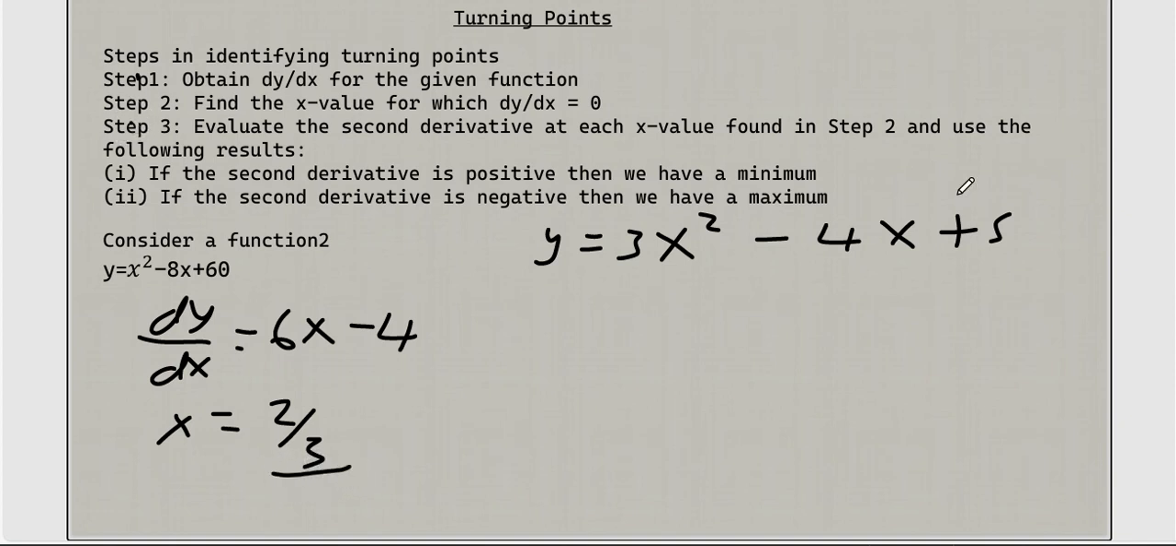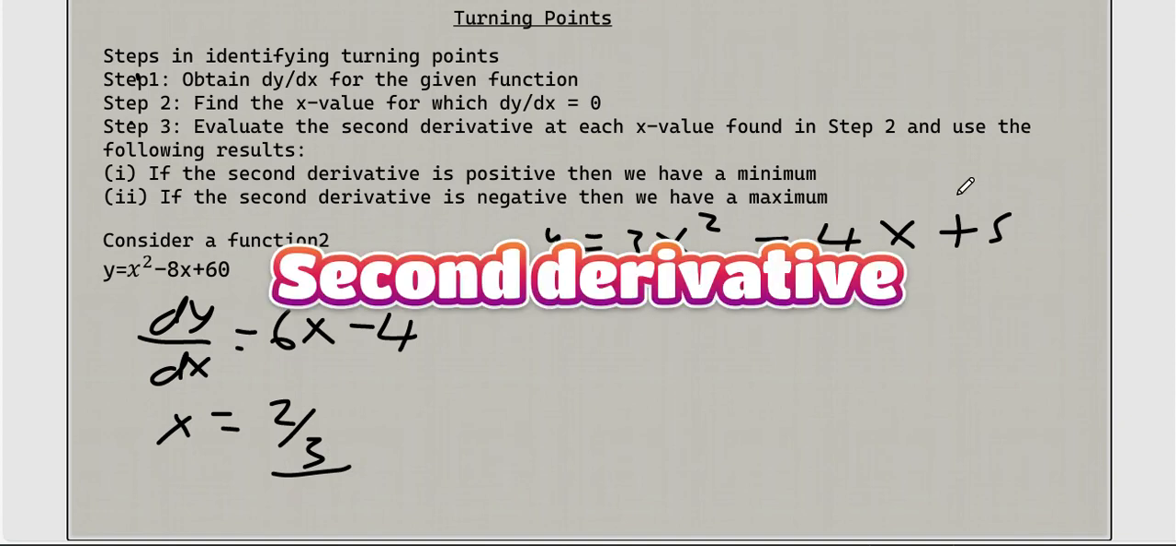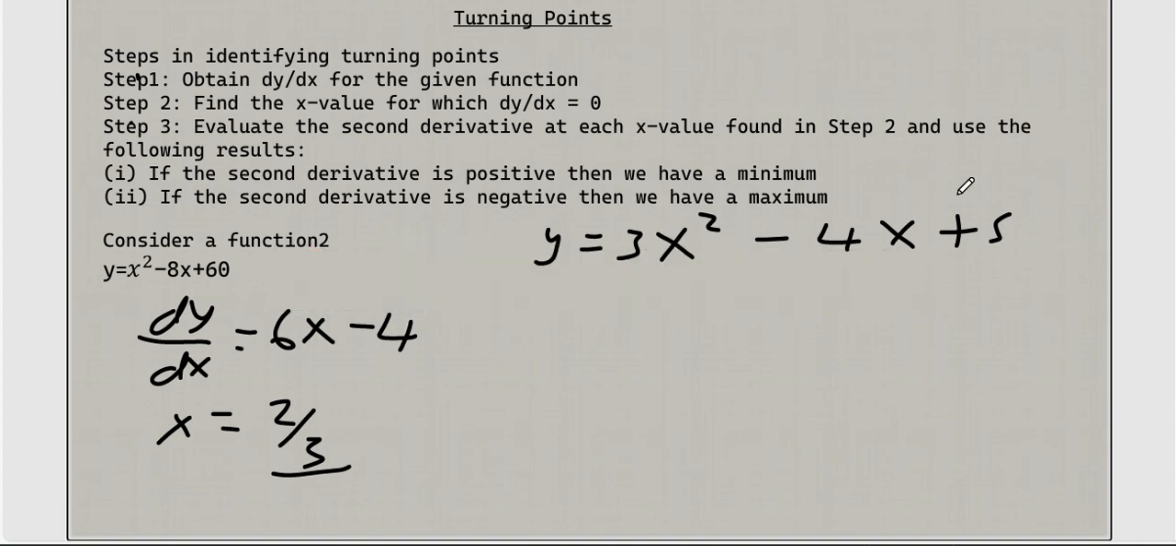Then the third step, which you have partly calculated before: evaluate the second derivative at each x value found in step 2 and use the following results. Now there is a concept that we have not done before, which is called the second derivative. So how do you get the second derivative? You get the second derivative by differentiating the equation a second time. So what will you be differentiating? You'll be differentiating what you have already differentiated.